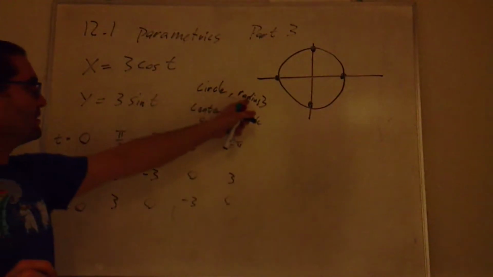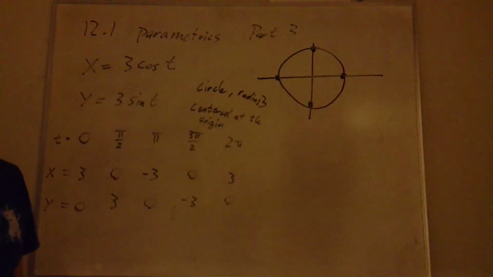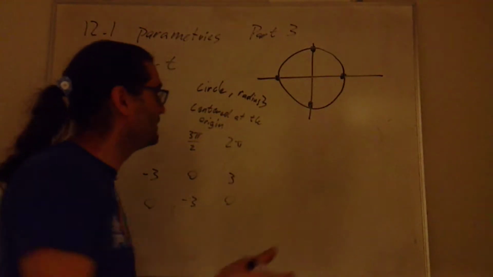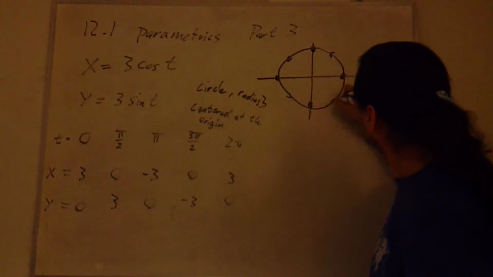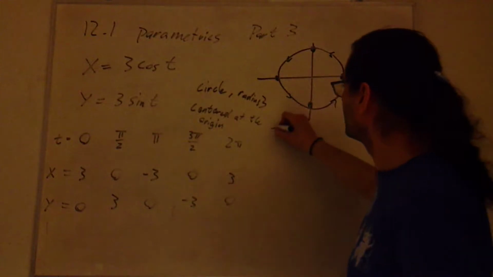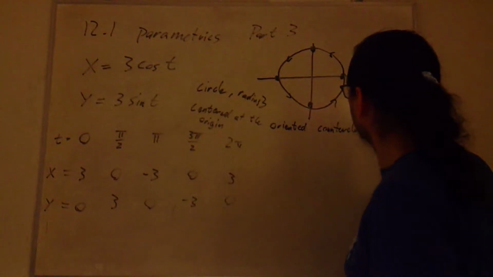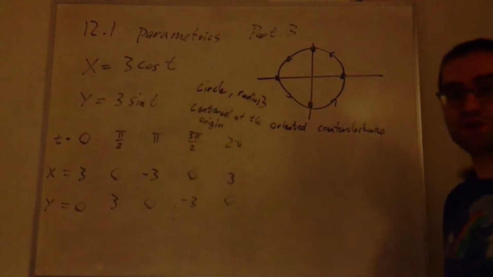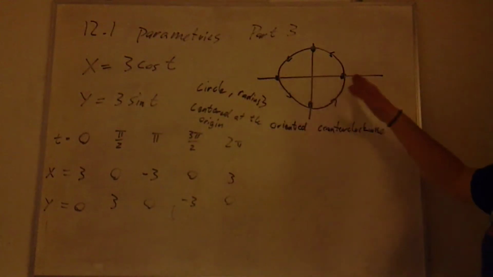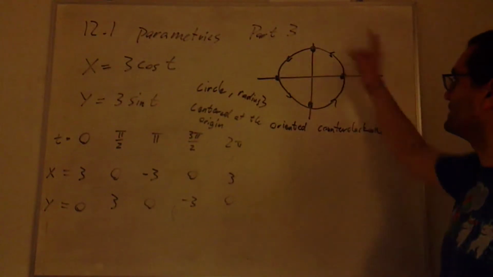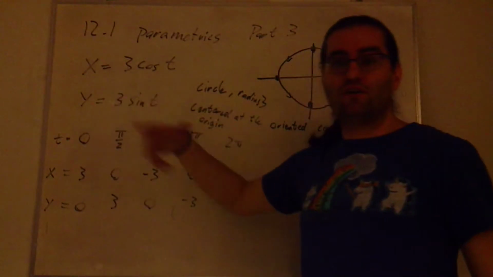So I got the shape, I got the size, I got the position. There's one more thing I need if I'm going to describe this, and that is the orientation. This thing, we started here and we went to here. This thing is counterclockwise. So, shape, size, position, orientation. Circle, radius 3, centered at the origin, oriented counterclockwise. That's what happens if you try to make parametric functions out of trigonometry.